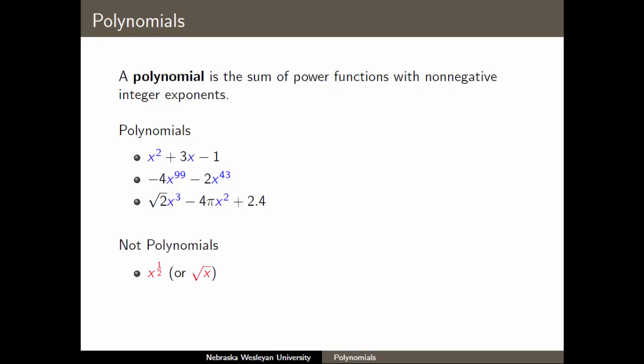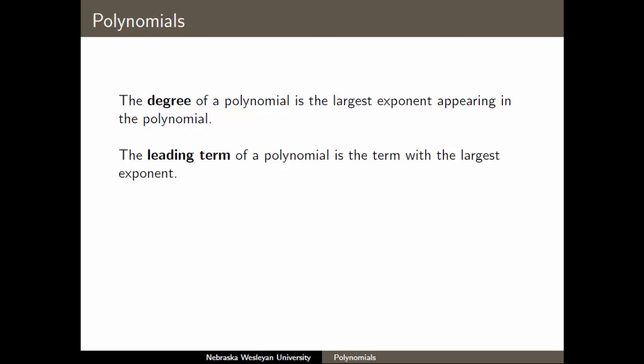Common examples that aren't polynomials are things with fractional exponents, like x to the 1/2, which is the same thing as square root of x, or x to the negative 1, which is the same as 1 divided by x. These fail to be polynomials because their exponents are not non-negative integers. We also frequently talk about the degree of a polynomial, which is the largest exponent that appears. And the leading term of the polynomial is that term that contains the largest exponent.